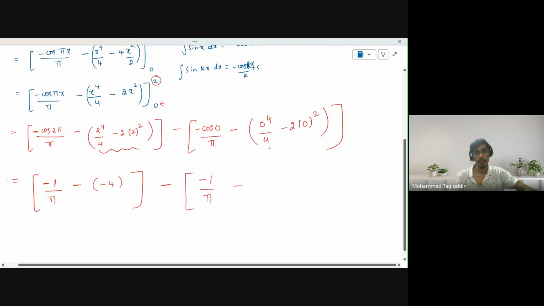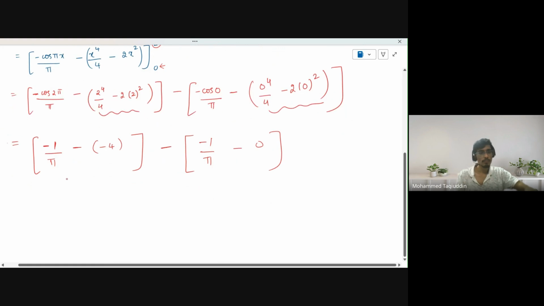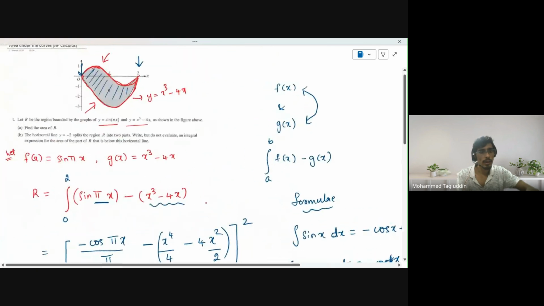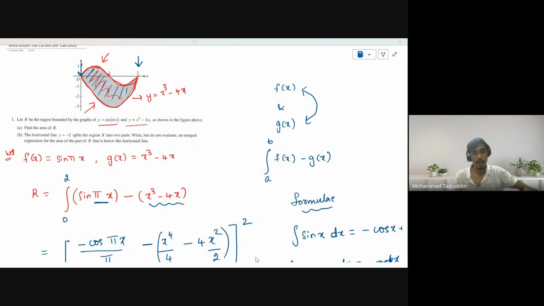Minus. Anyway, this is going to be 0, isn't it? So if you look here, minus 1 upon pi, minus times minus is plus, and then you have minus into minus is plus 1 upon pi, and this gets cancelled. You got the region R as 4. So finally, we got the shaded region R is equal to 4, isn't it? So the final answer would be 4 now.